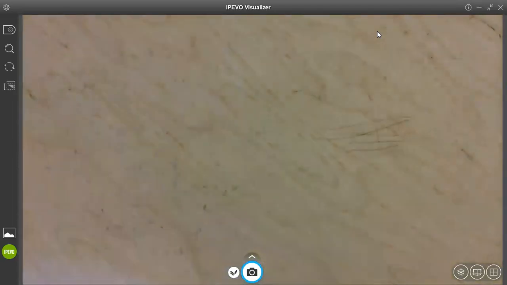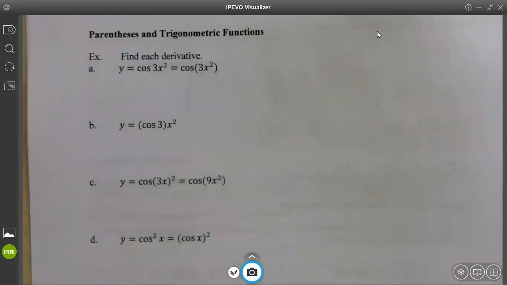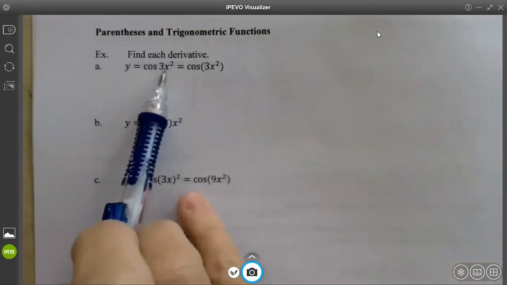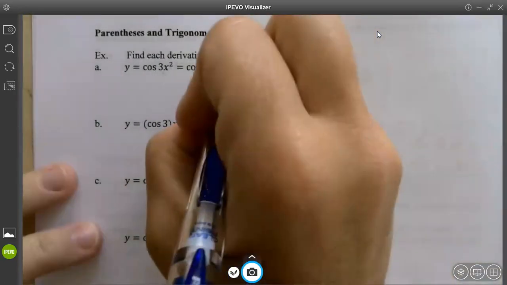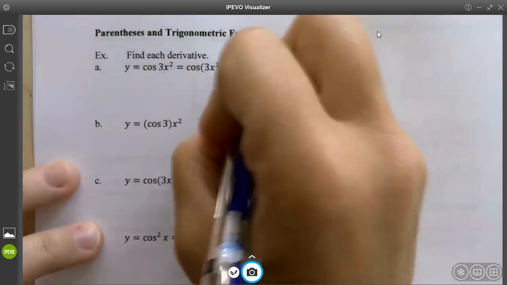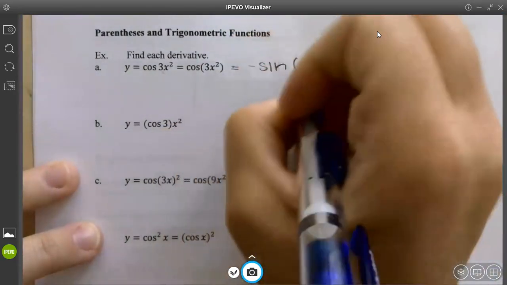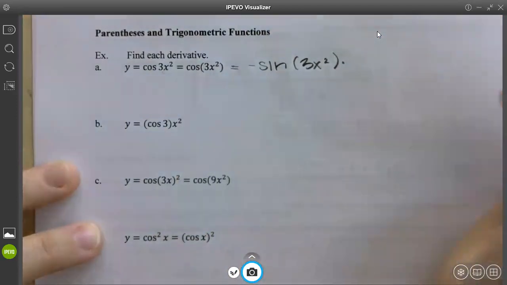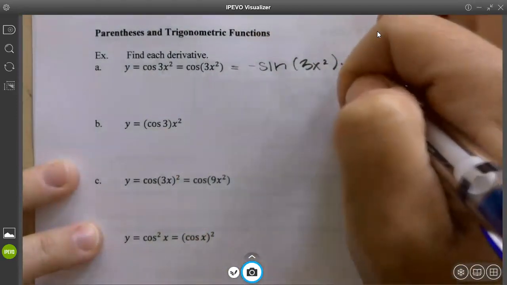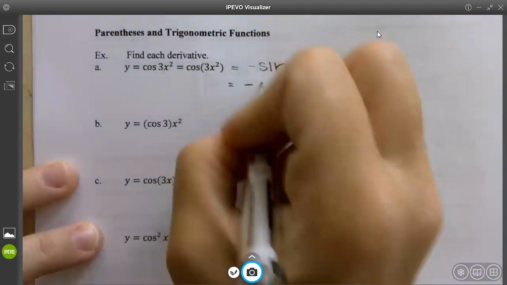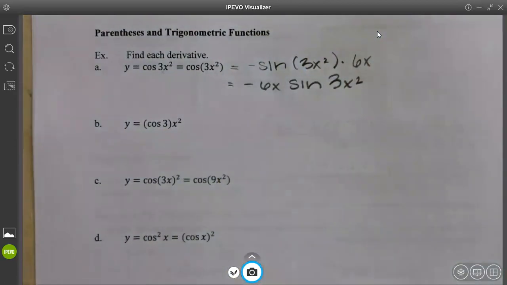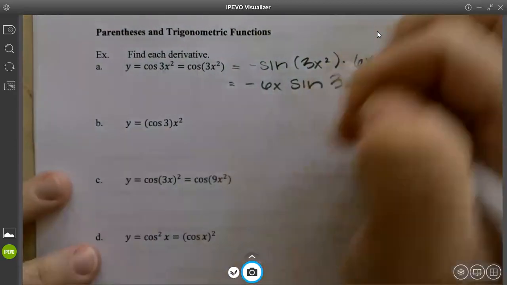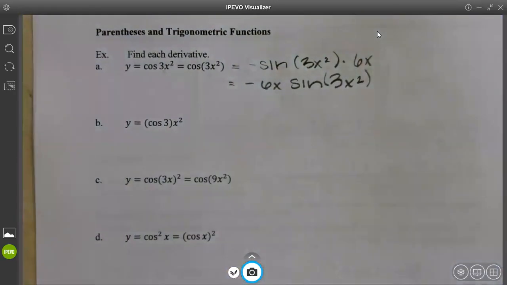All right. Your next ones. They just rewrote this one for you. Cosine 3x squared is the same thing as cosine of 3x squared. What's your derivative of cosine? Negative sine, use the function on the inside, 3x squared. And then what is the derivative of 3x squared? So this one is negative 6x sine 3x squared. And again, whether you use parentheses or not is up to you. It's all the same.